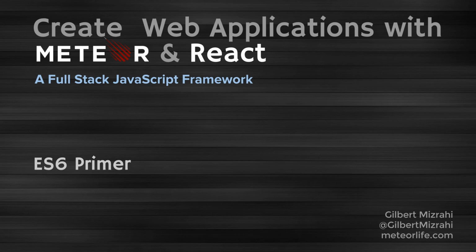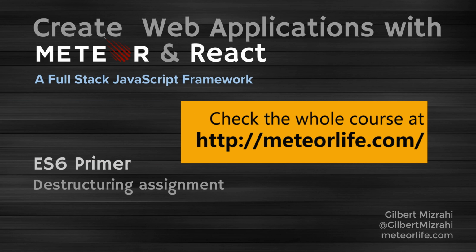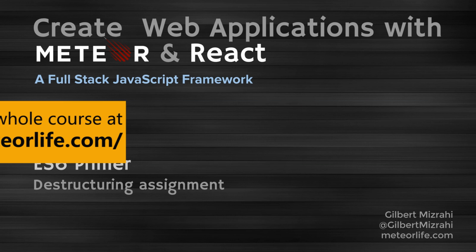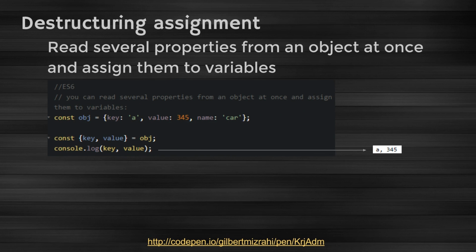In this lesson, I will be talking about the destructuring assignment syntax and the spread operator. The destructuring assignment syntax is a JavaScript expression that makes it possible to extract data from arrays or objects into distinct variables. So we can see that we can read several properties from an object at once and assign them to variables.